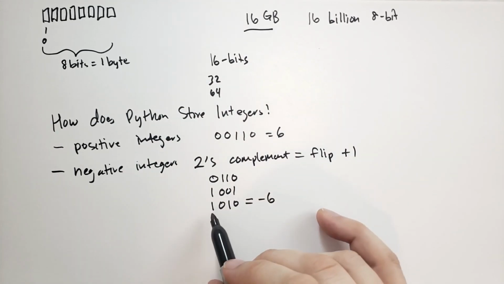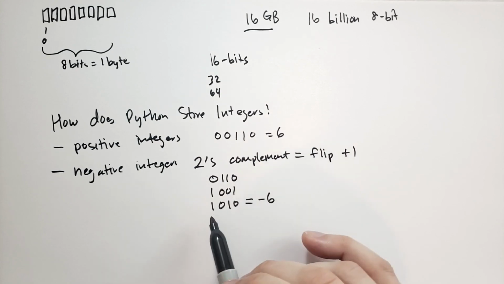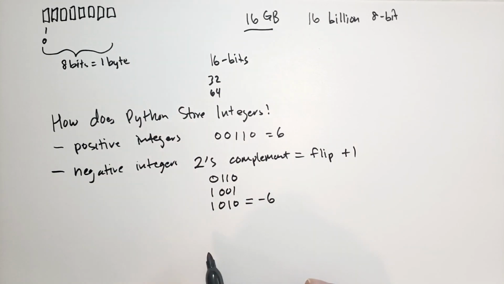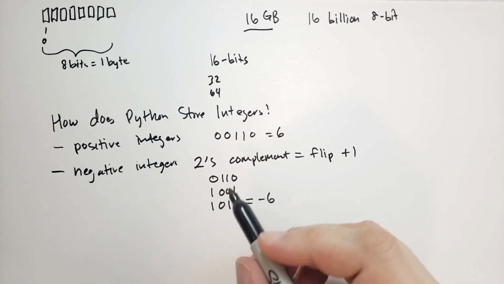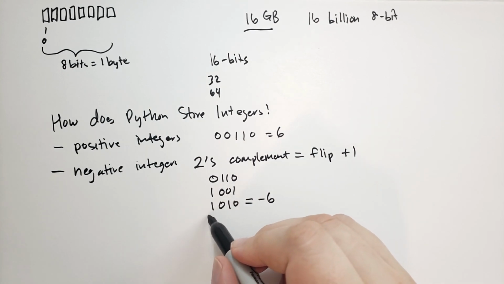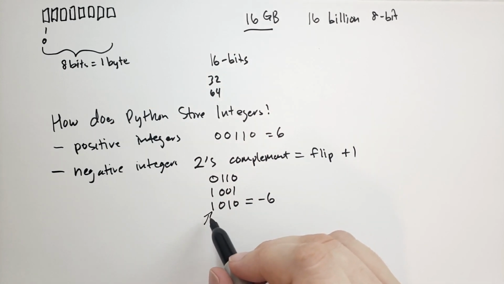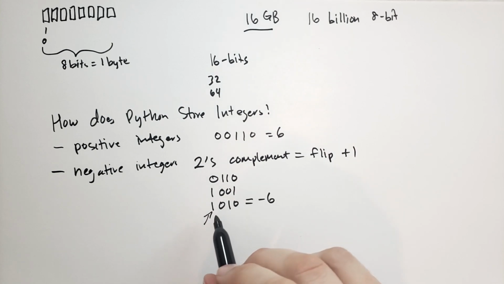Now you might be saying, well, it's also 10, right? Well, it depends on how big the slot is assigned. So generally, if we've assigned 4 bits for a number, then this first bit is going to represent the sign. If that bit is set, this is a negative number. If it's a 0, then it's a positive number.